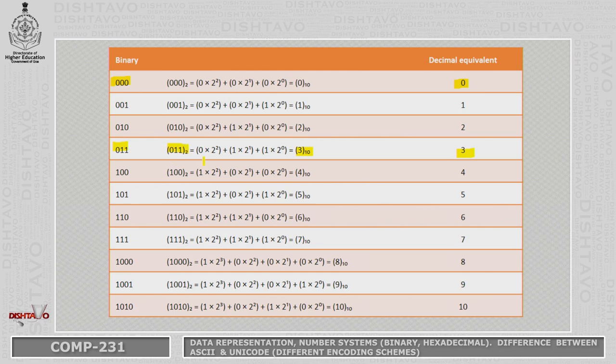So why is it 1 into 2 raised to 0? Because it is at unit position. So number 1 into base into unit position plus number 1 into base into next position, 100 position. Like this, numbers are derived from binary to decimal.